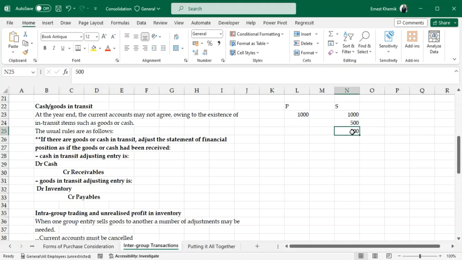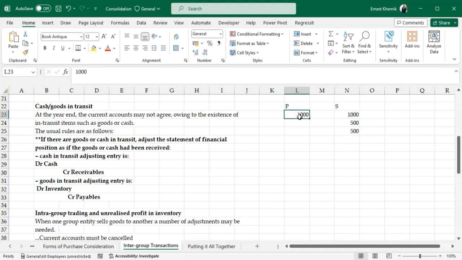And the relevant adjustment we do is that we treat the cash in transit as though it has been received by the entity to which it has been transferred, in this case the parent. So what do we do? We debit the cash, and then we credit receivables. I don't know if you get it.